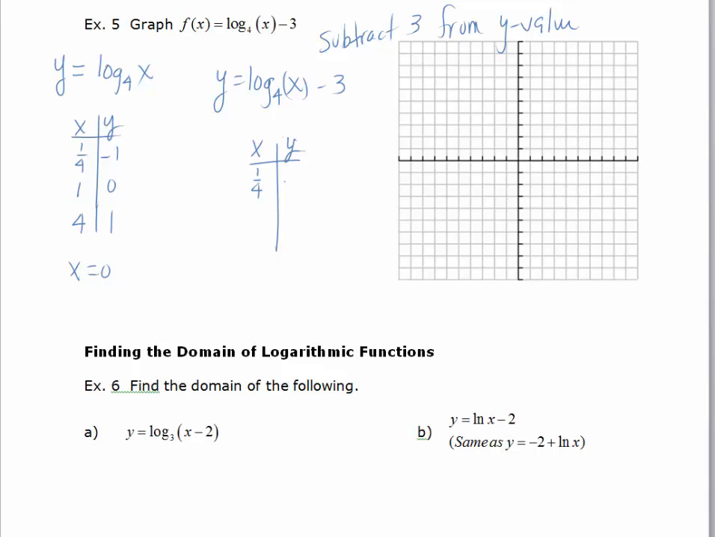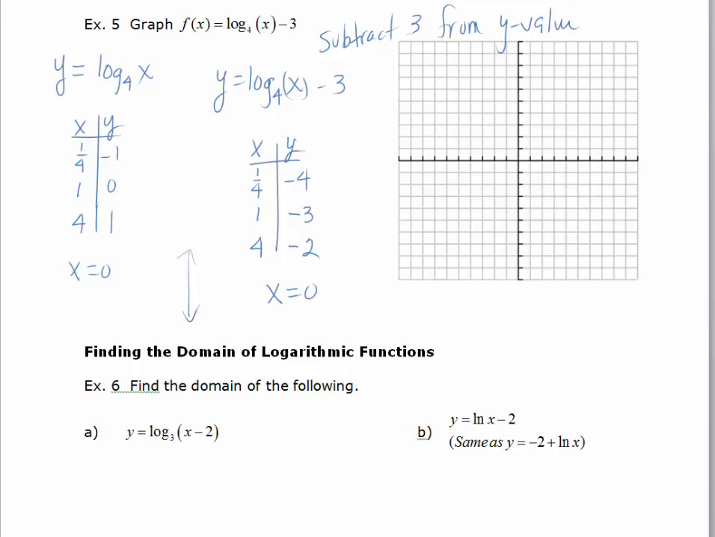So the x value is 1/4. If we have negative 1 and we subtract 3, we're going to get negative 4. 1, 0, we'd subtract 3 from 0 and we get negative 3. And 4, 1, we would subtract 3 from 1 and get negative 2. If we have a vertical asymptote, shifting that up and down has no effect on it. So our vertical asymptote is still x equals 0.